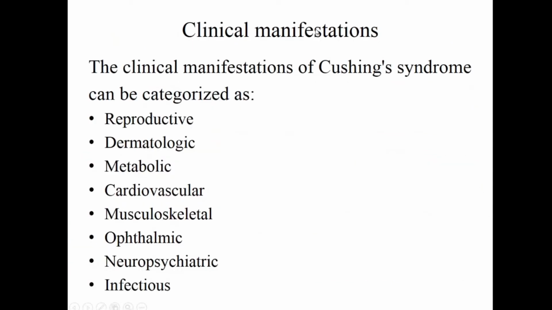So what are the clinical manifestations? The clinical manifestations of Cushing syndromes, I found, will be easy to categorize as reproductive, dermatologic, metabolic, cardiovascular, musculoskeletal, ophthalmic, neuropsychiatric, and infectious. Okay, let's go one by one.